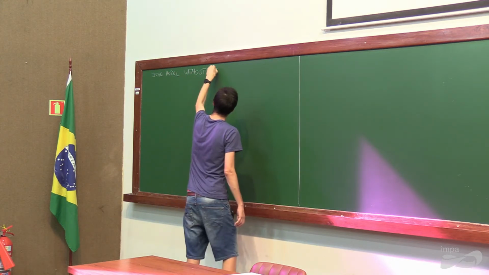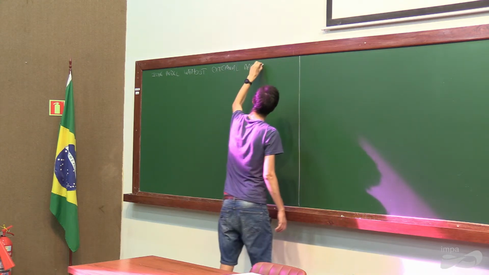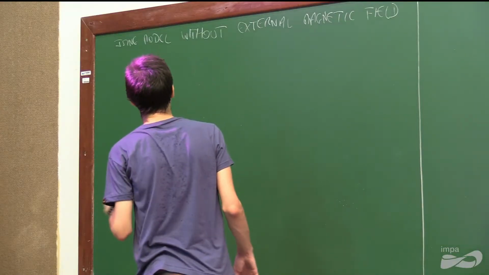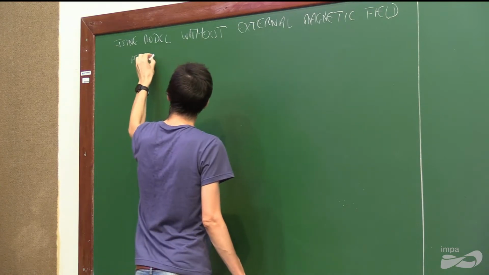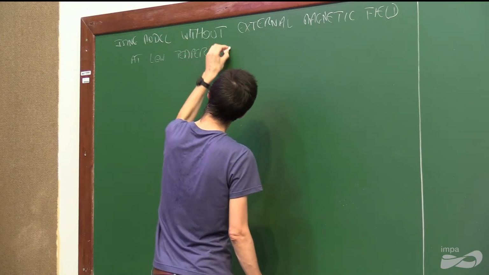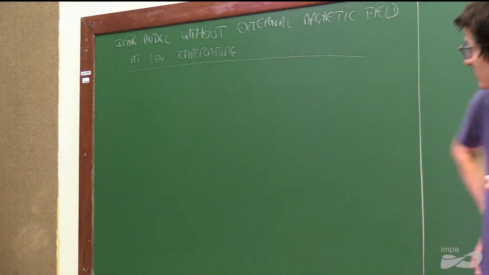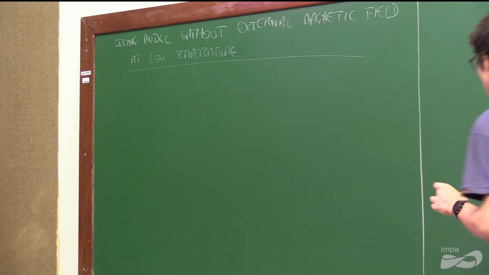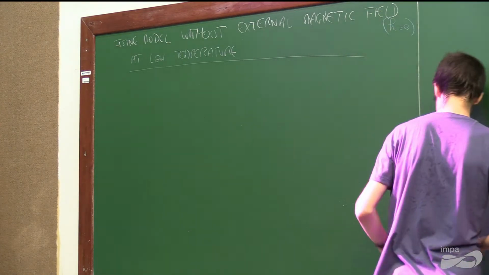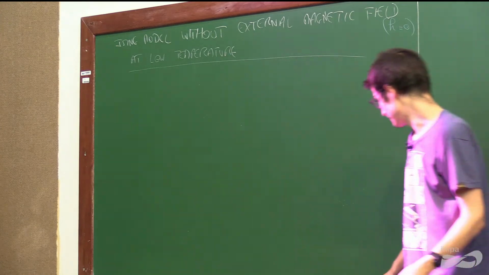Without external magnetic field, at low temperature. Okay, so without external magnetic fields, this means H equals 0. And low temperature, if you remember, beta is the inverse temperature, so low temperature means beta large.